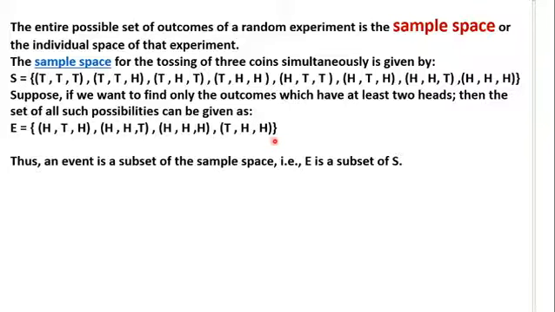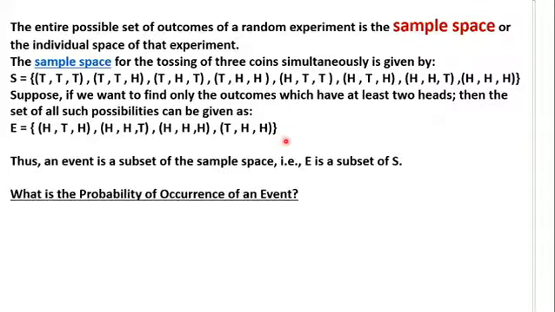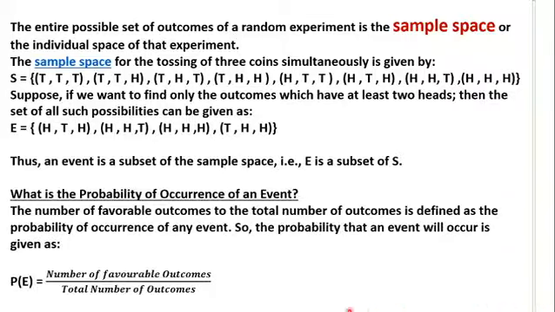Okay, now if we look at this, what is the probability of occurrence of an event? The number of favorable outcomes to the total number of outcomes is defined as the probability of occurrence of an event. So the probability that an event will occur is the number of favorable outcomes divided by the total number of outcomes. So if I want a head, I'll count how many outcomes give me the head that I want, and then I'll divide by the total number of outcomes in the case of a coin. You understand?